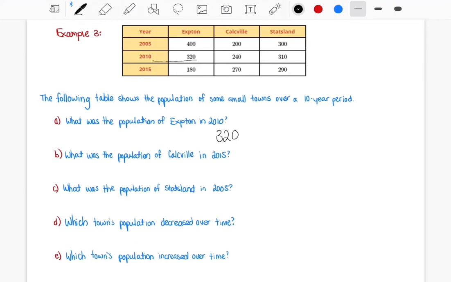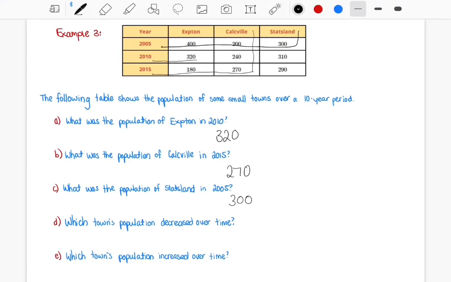The next one was, what was the population of Kelkville in 2015? So here's Kelkville. I'm going to follow it down, go across to 2015, and it's 270. Okay, next one is, what was the population of Statsland in 2005? So here's Statsland, go across to 2005, and it's 300, which is good.